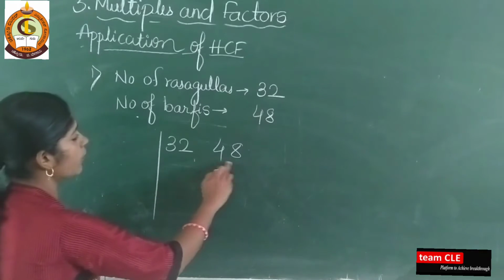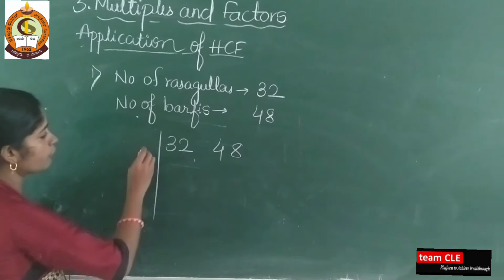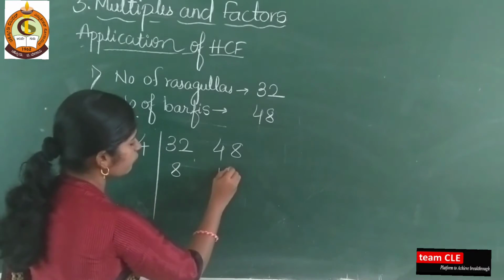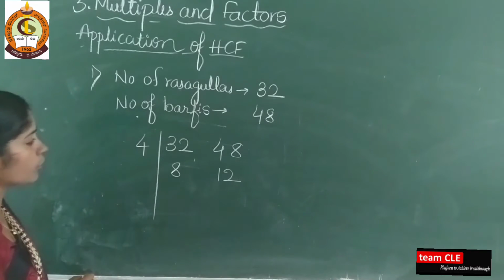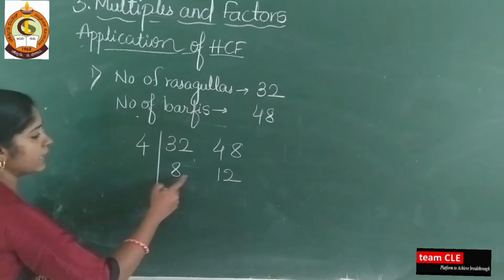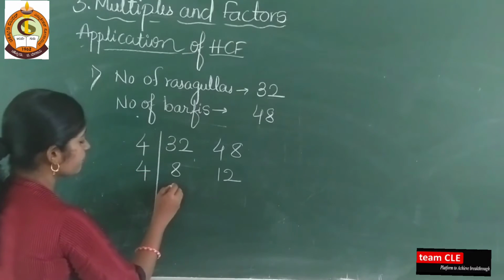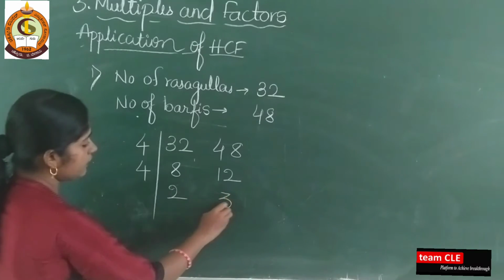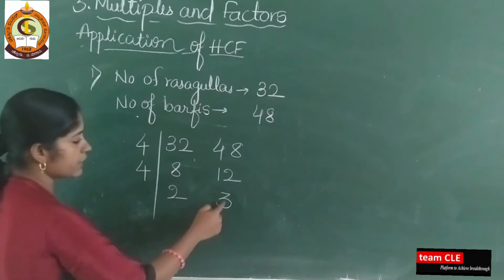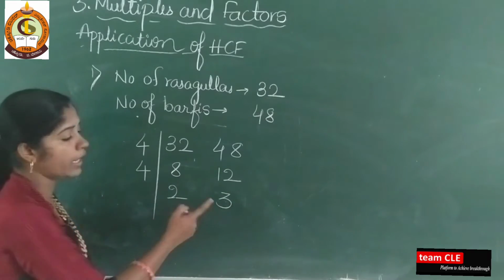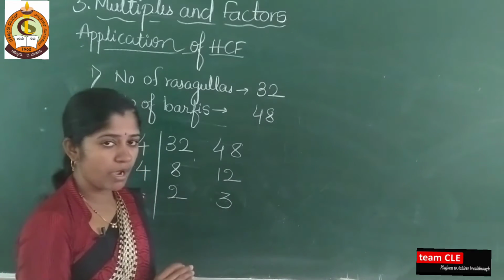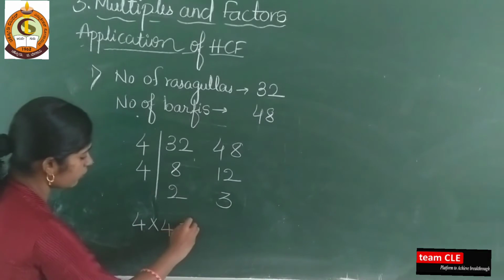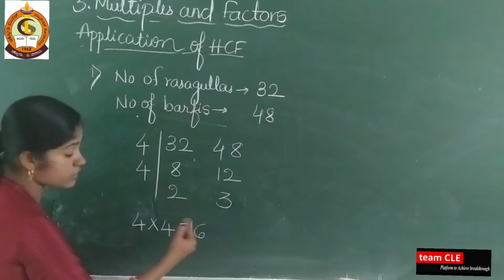See, 32 and 48 are both in the 4 table. 4 eights are 32, and 4 twelves are 48. Next, 8 and 12 are again in the 4 table: 4 twos are 8, 4 threes are 12. Again, 2 and 3 are not in the same table, so you have to stop here only. Now find 4 into 4, which is equal to 16. 4 fours are 16.